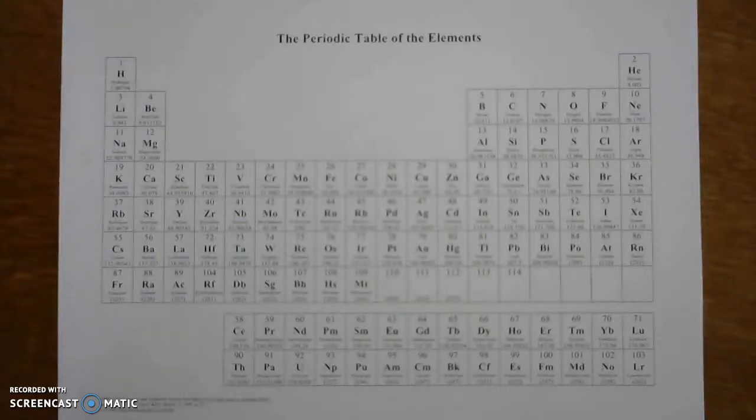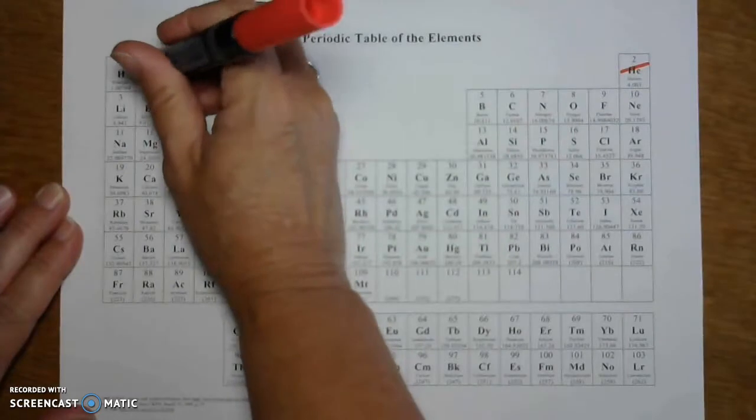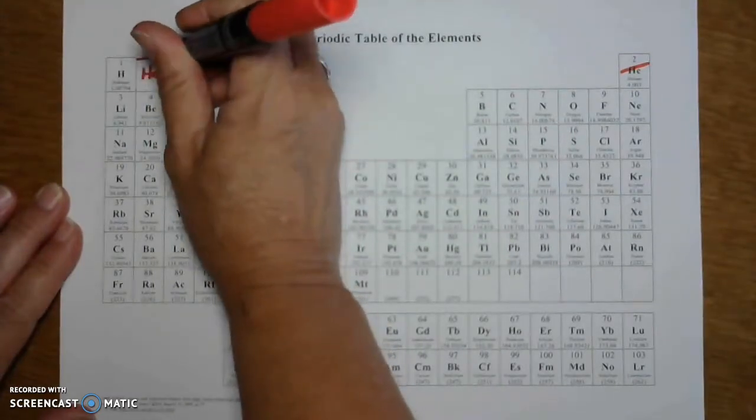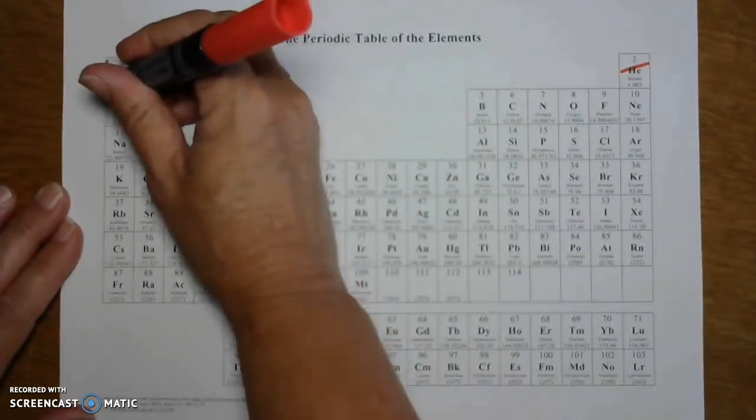Okay, so we're going to write electron configurations. First, I'm going to mark up my periodic table. I'm going to move helium from here, and I'm going to put helium over here to complete the S block. So this is going to be my S block.